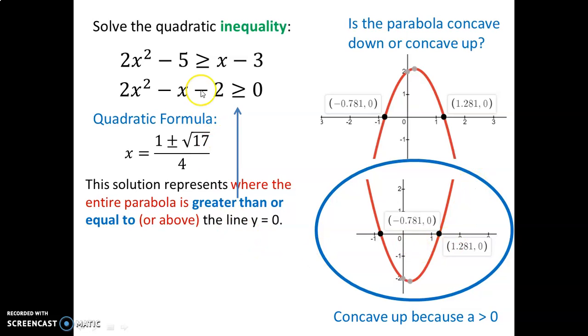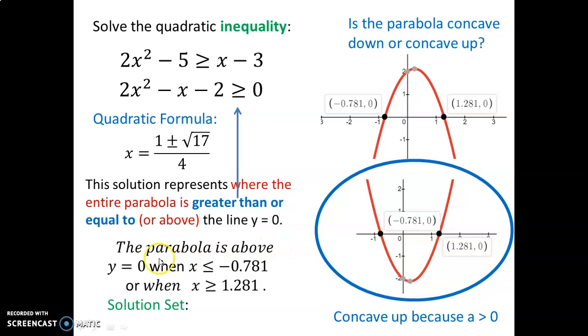So now, when is this parabola greater than the line y equals 0? Well, it's above the line y equals 0 over here and over here. So what is our solution set? The parabola is above y equals 0 when x is less than this value, less than negative 7.1, and also when x is greater than 1.2. So it's this zone and this zone. It's not the in-between zone, it's here and here.